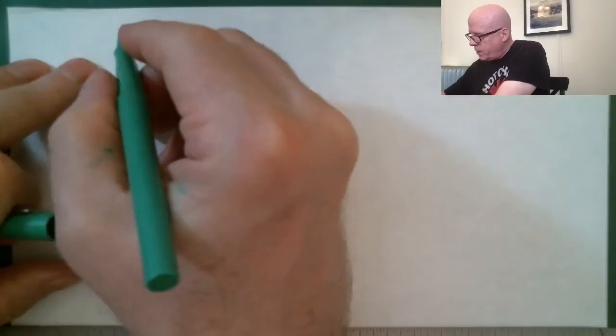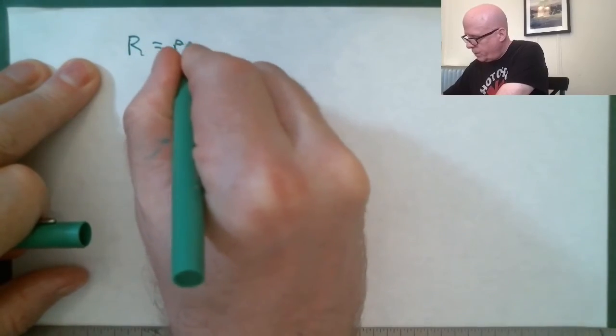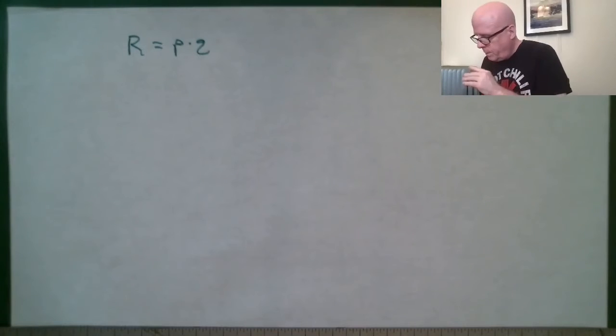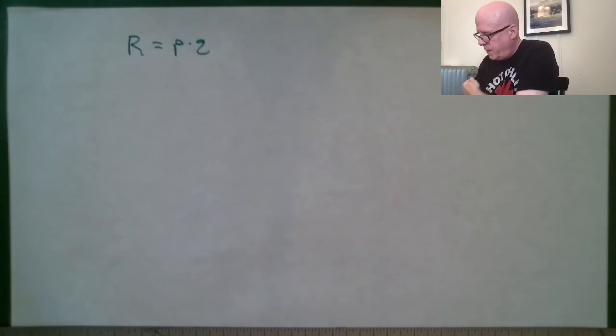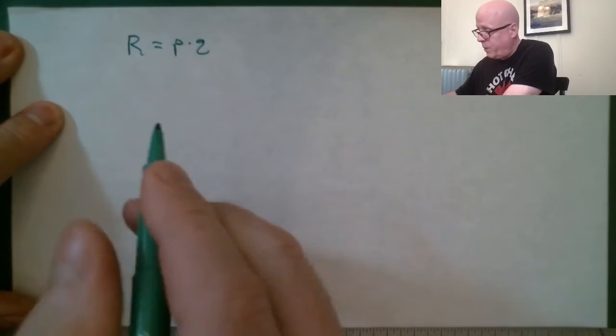Okay, so we've got this. R is P times Q. And that's the thing that we would like to maximize. So we want its derivative. The problem is that we've got too many variables. All right, so how do we figure out something that will let us reduce the number of variables?